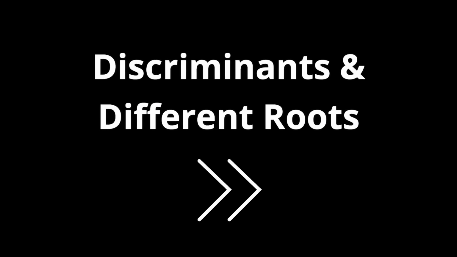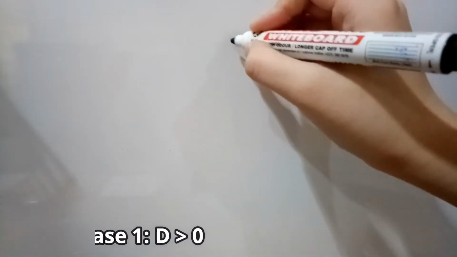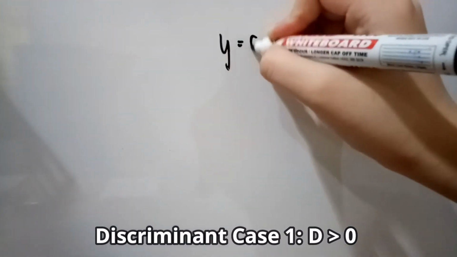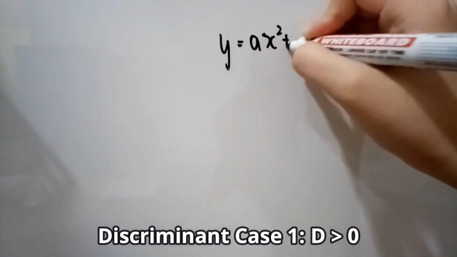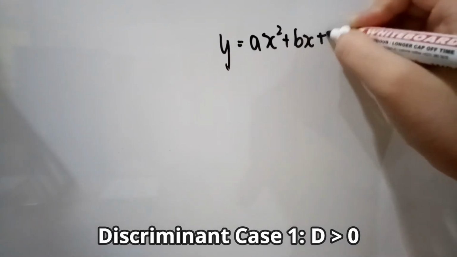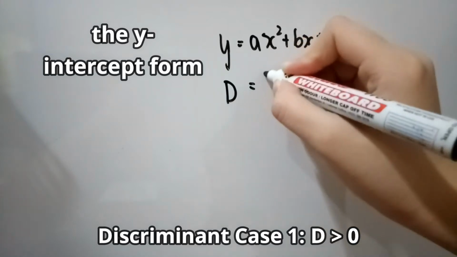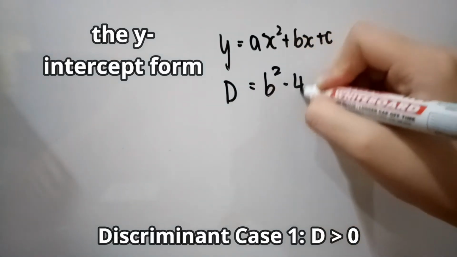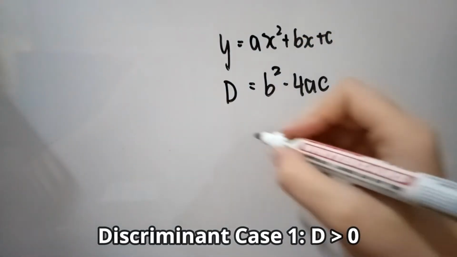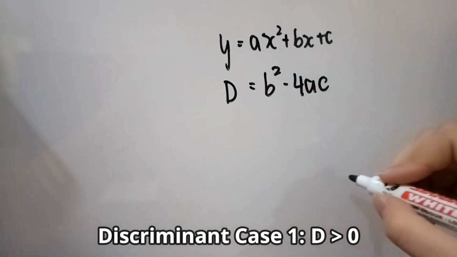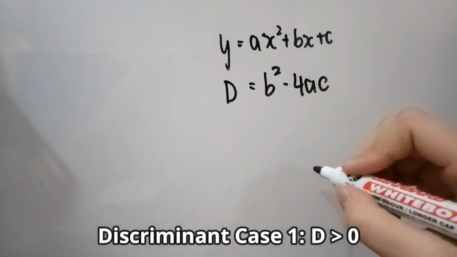Next, we'll be talking about discriminants and how the number of roots of a quadratic function depends on the value of the discriminant. Discriminant case 1, d is bigger than 0. To evaluate a discriminant, the function's form should be in the y-intercept form, so you can use the values of the coefficients as a, b, and c in the discriminant formula. Recall that the formula is d equals b squared minus 4ac.